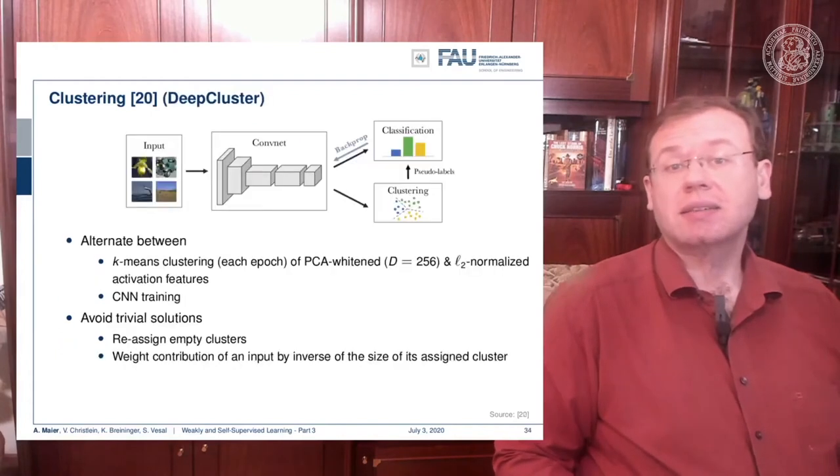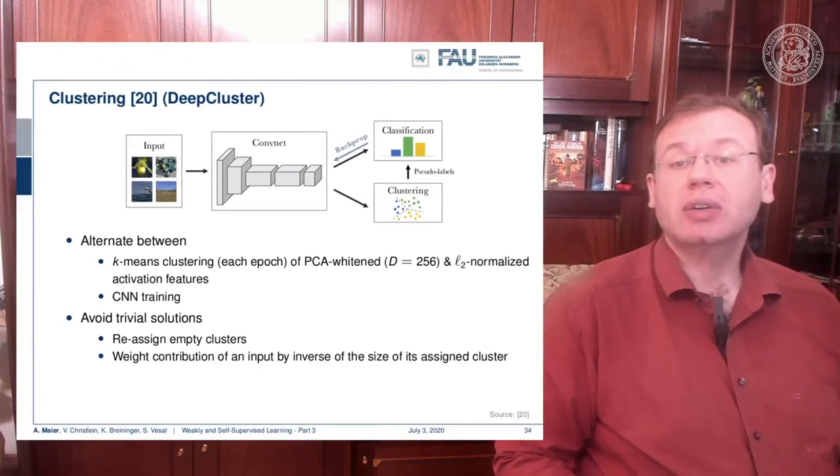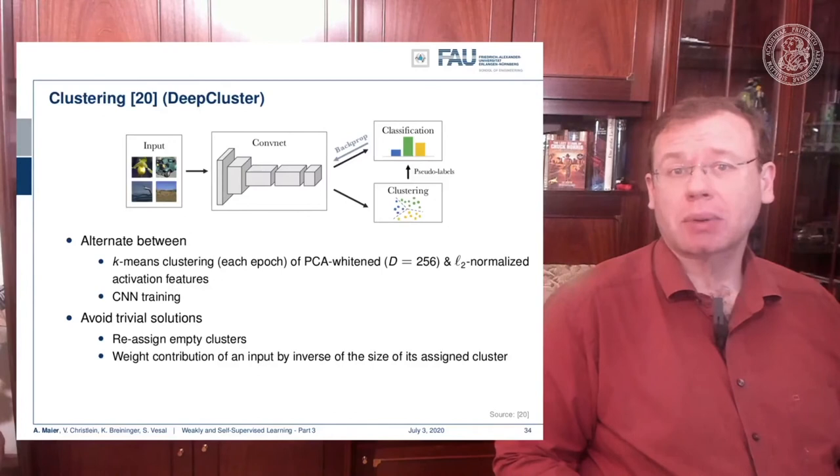This idea has then been developed further. You can do it in an alternating manner. So here the idea is DeepCluster. You take some input, you have a ConvNet, and you essentially start from an untrained network. You do a clustering on the generated features. And with the clustering, simply k-means, you can then generate pseudo labels that allow backpropagation and training of the representation learning. Now, of course, if you start with random initialization, the clustering is probably not very good.